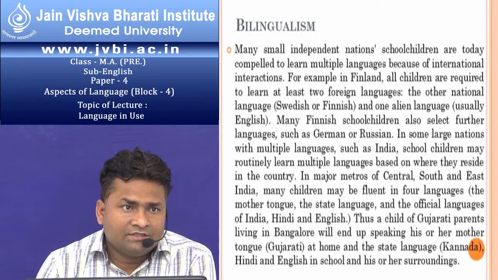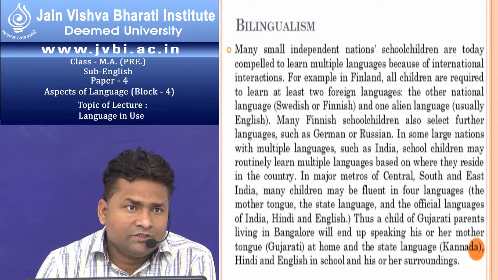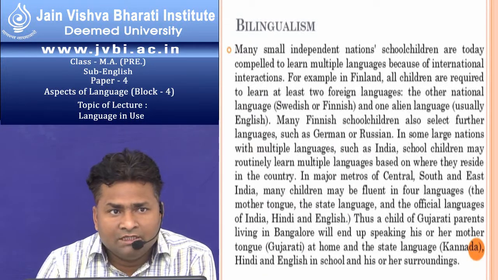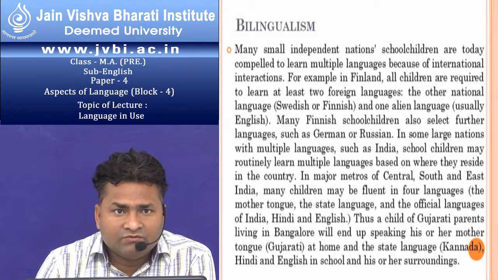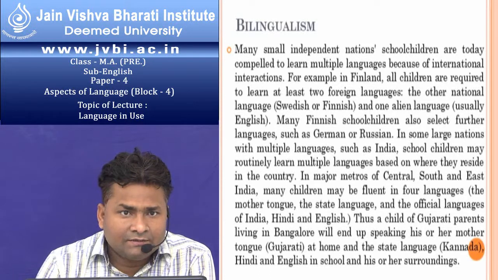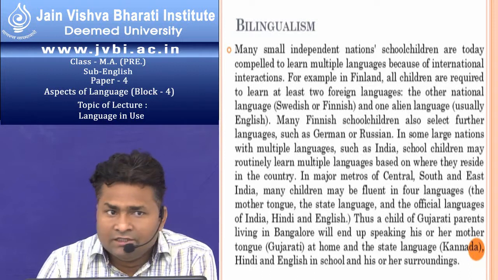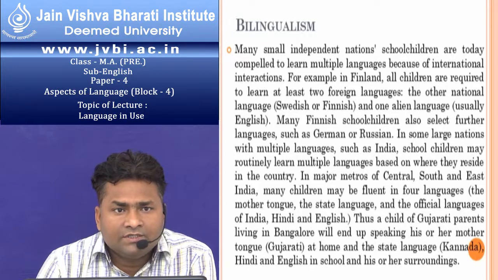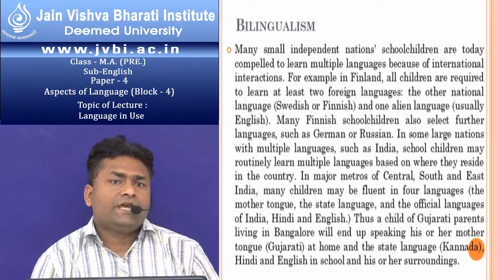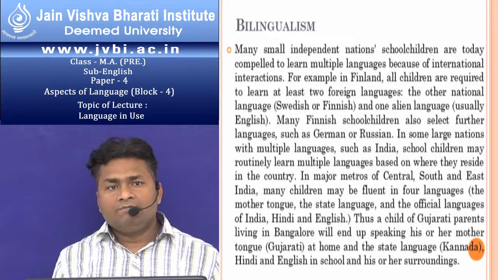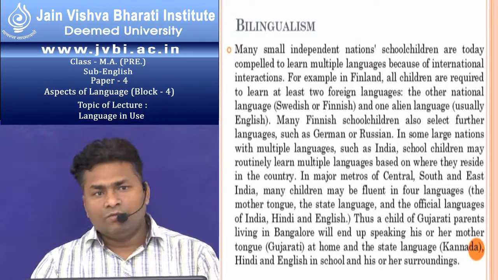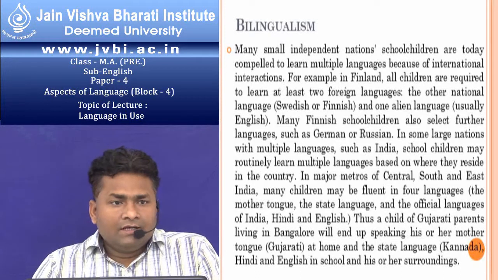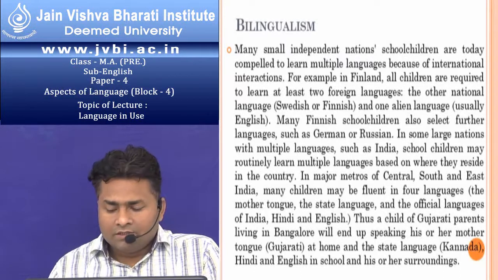In some large nations with multiple languages, such as India, school children may routinely learn multiple languages based on where they reside in the country. In major metros of Central, South, and East India, many children may be fluent in four languages: the mother tongue, the state language, and the official languages of India, Hindi and English. Thus, a child of Gujarati parents living in Bangalore will end up speaking his or her mother tongue at home, and the state language, Hindi and English in school and his or her surroundings.